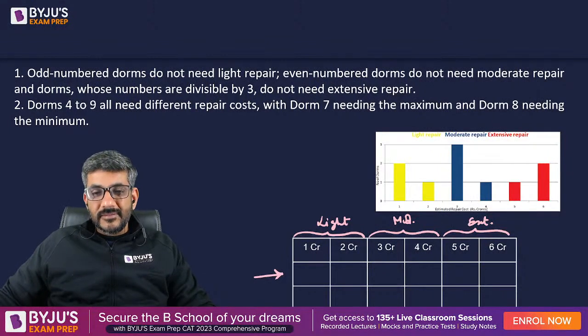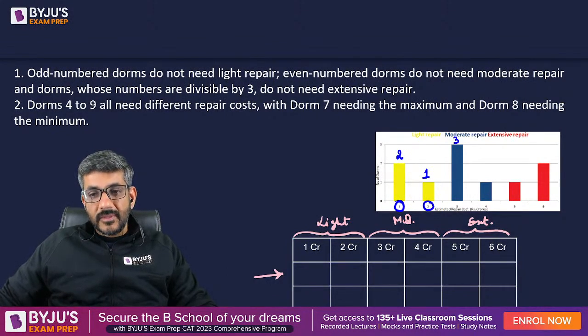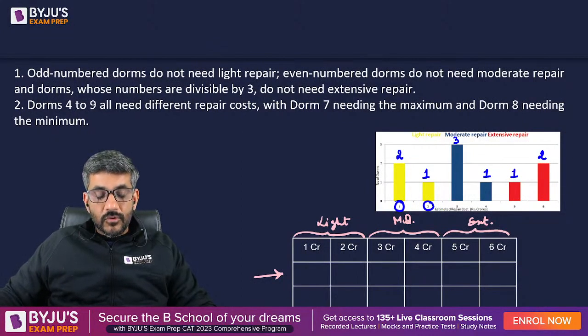The question says there are two DOMs which require a cost of 1 CR, one DOM which requires a cost of 2 CR, three DOMs which require a cost of 3 CR, one DOM requires a cost of 4 CR, one requires a cost of 5 CR, and two require a cost of 6 CR. Okay, so I'll just write them over here.